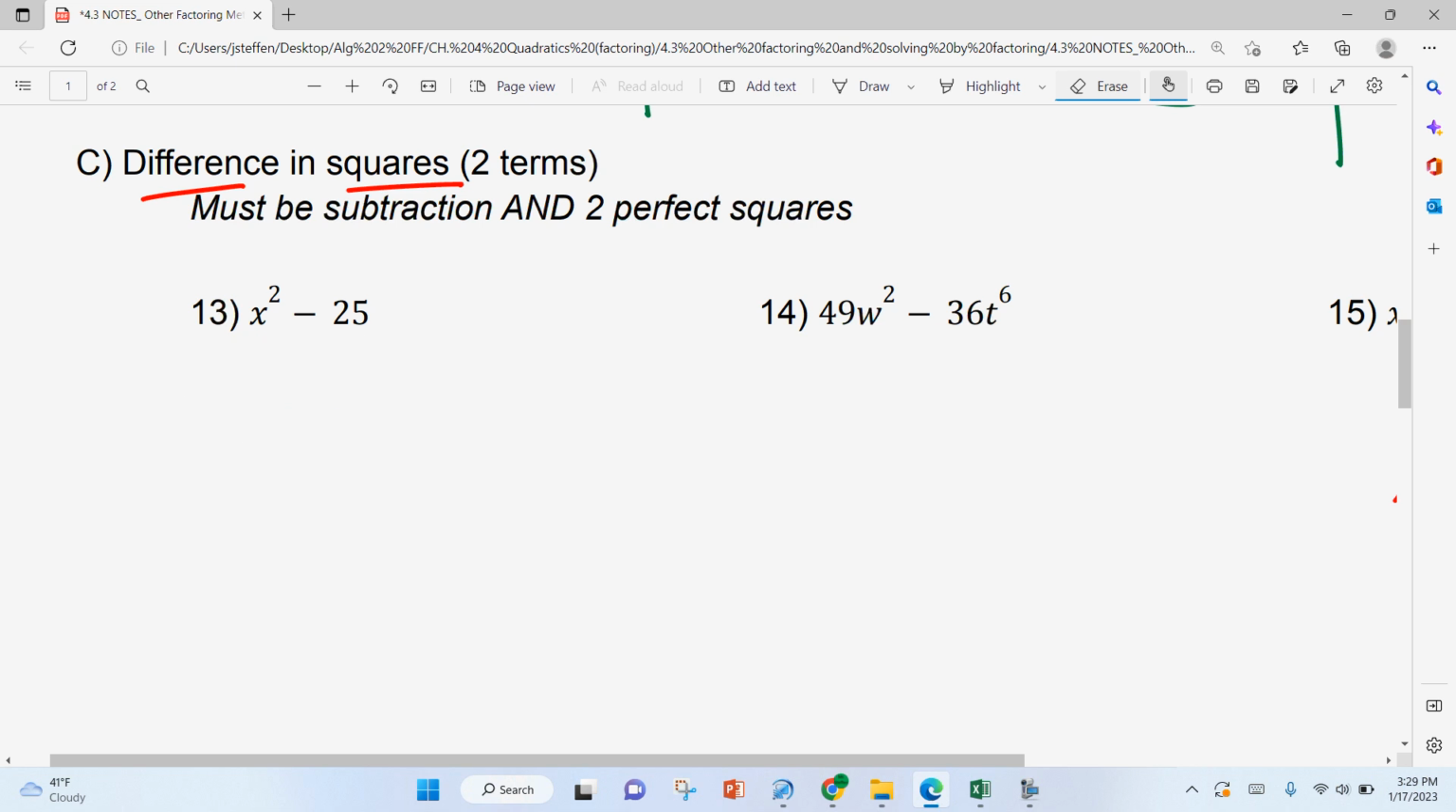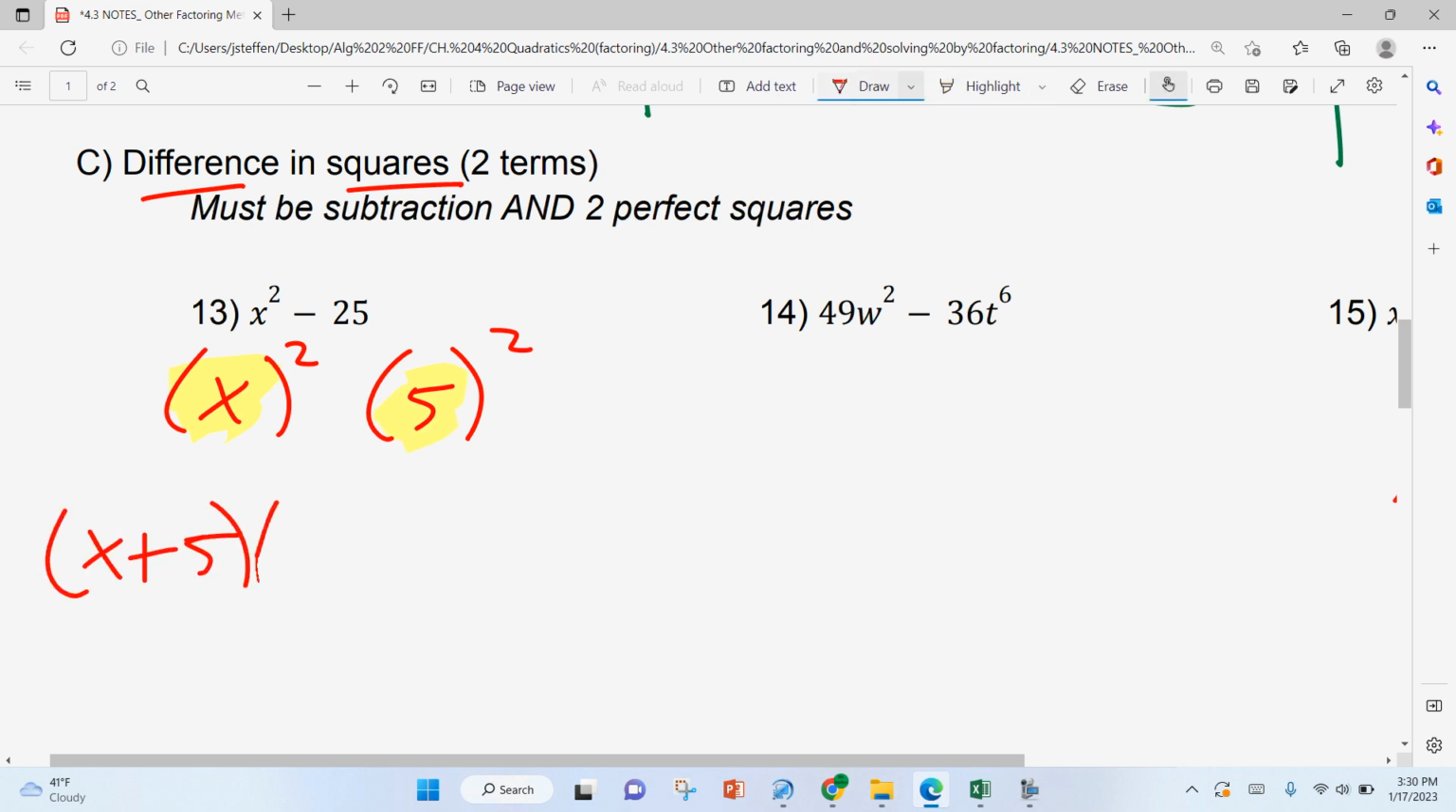So I'll probably say that same thing, what number times itself, but I've started doing it this way, where what number squared is x squared, what number squared is 25. So x squared is x squared, 5 squared is 25. So once you have the x and the 5, all you need to do is do x plus 5 in one parenthesis, x minus 5 in the other parenthesis.